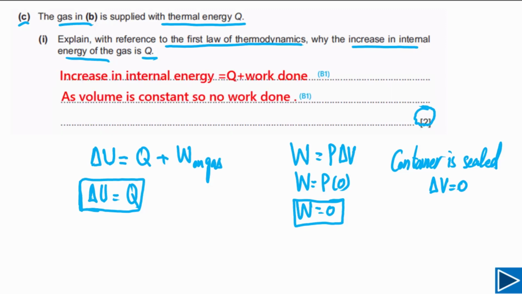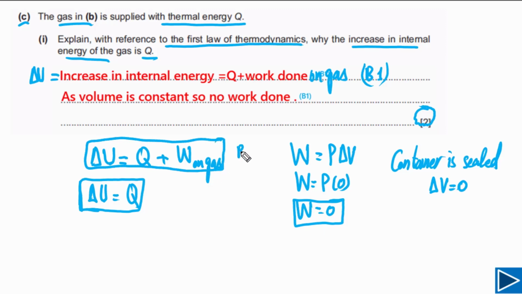This is how you can write down your answer in a proper way. So we can say increase in internal energy, or simply you can say this one is delta U, the change in internal energy, is equal to Q plus work done, and this is the work done on gas in fact. So if you have written this point, you will get 1 mark. You can write down this equation as well. So this is part B, 1 mark. And the second mark, if we have mentioned that container is sealed, or you can say volume is constant, so no work done, you will get the second B mark.